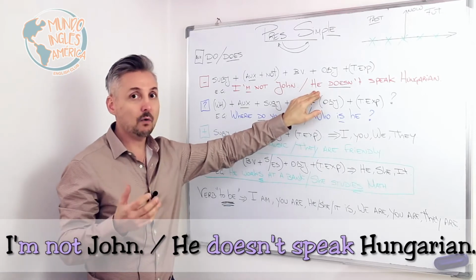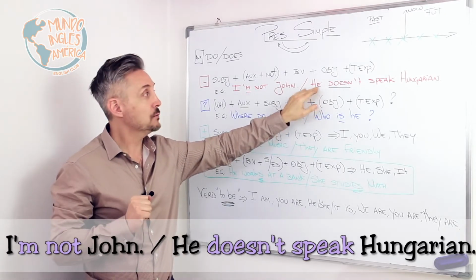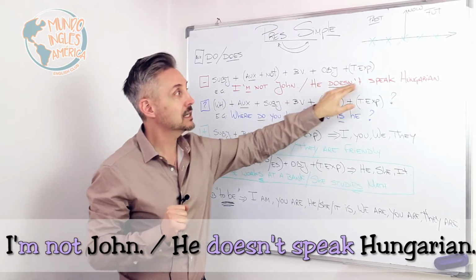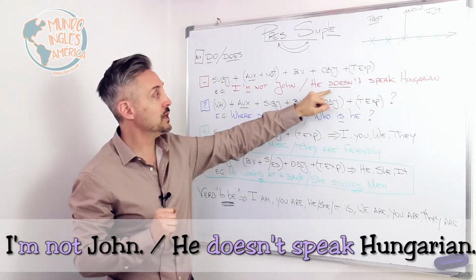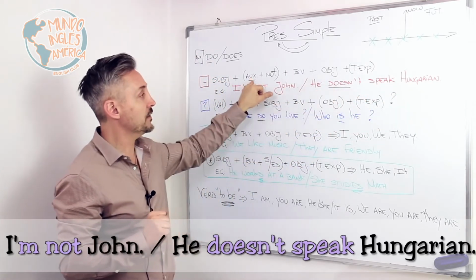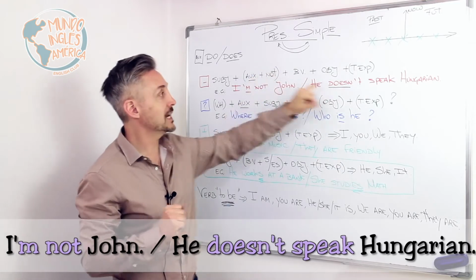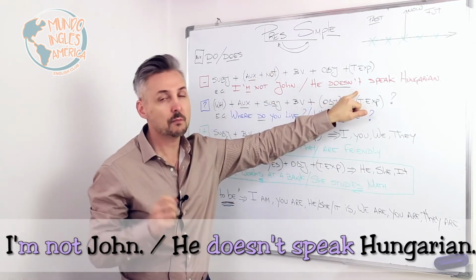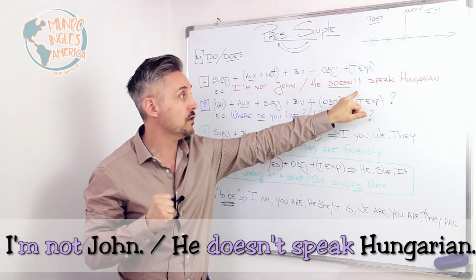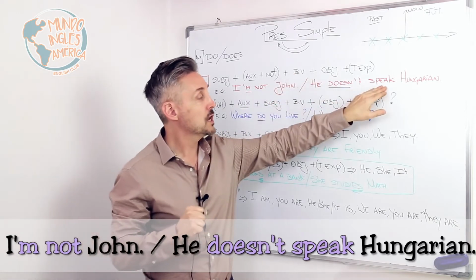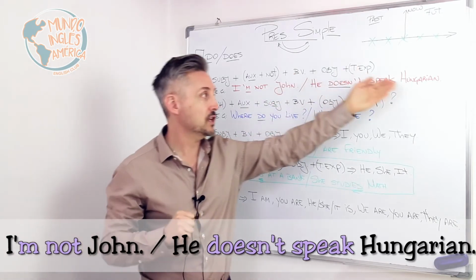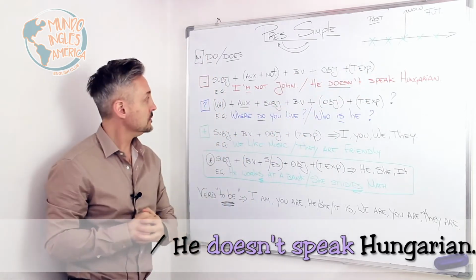Now, an example without the verb to be would be, he doesn't speak Hungarian. So you can see does is the auxiliary, plus not, doesn't, does not. We prefer to use the contractive form. Then the base of the verb, which is speak, and then the object, Hungarian.